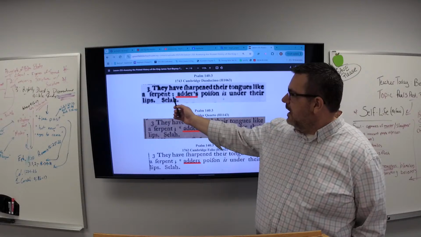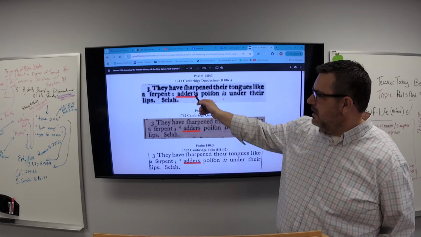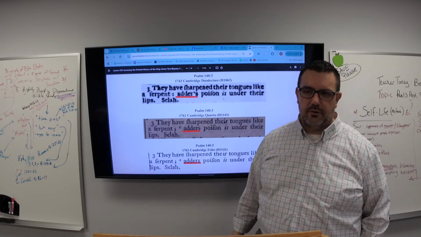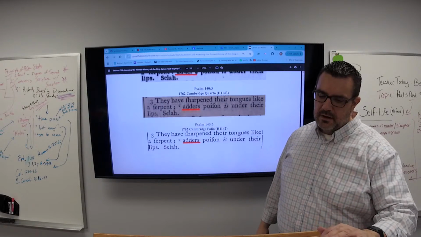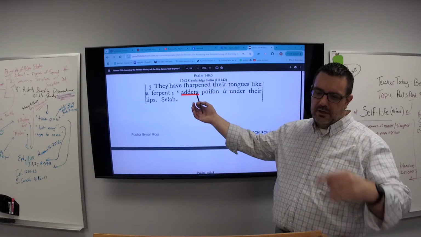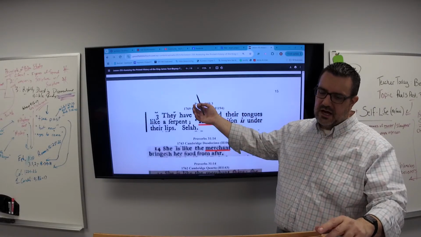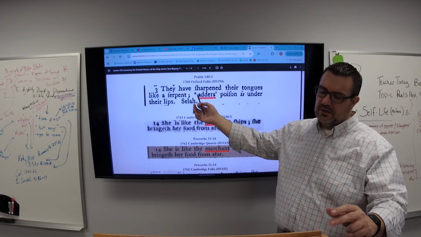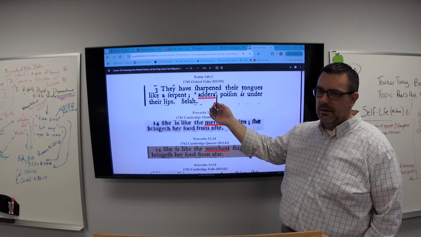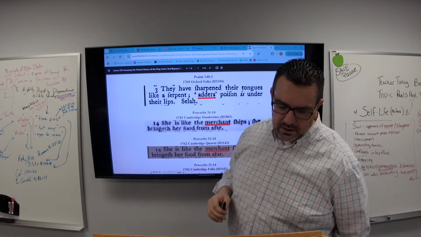Notice adder's poison. This is 1743. In 1743, does Paris put the apostrophe there for adder's poison? No. Then we can go to 1762. Is the apostrophe removed? That's the folio. Okay, and then we can go to 1769 Oxford, which is Blayney's work. Now we have adder's S what? Apostrophe. So all these changes are being made.